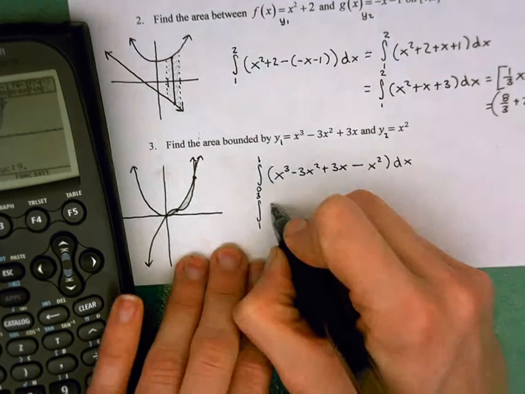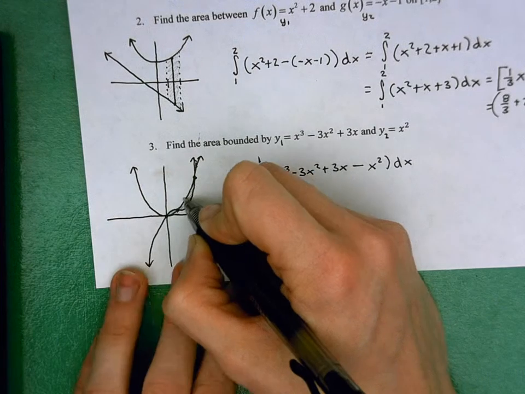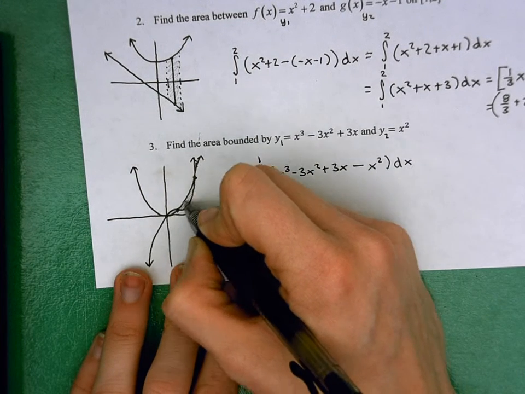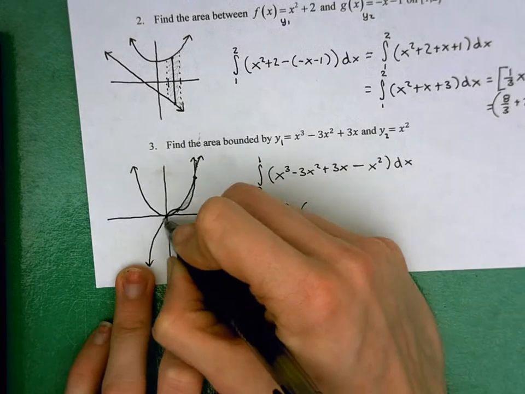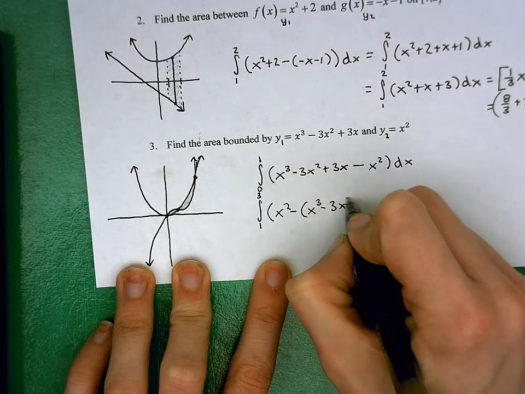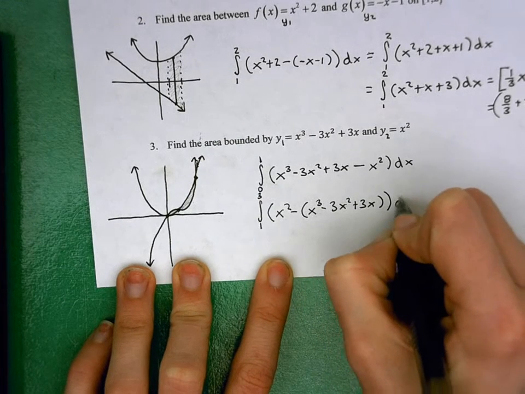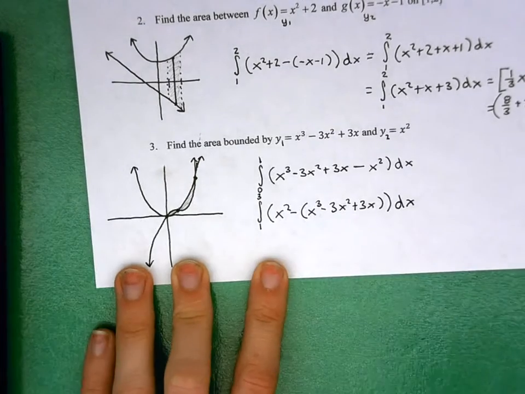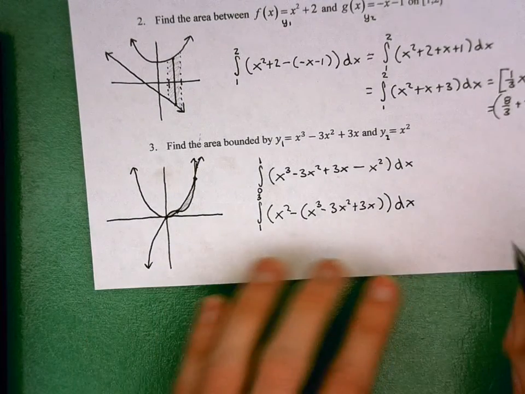And then for this second region, our upper graph in this particular case is the quadratic. And so x squared is my upper minus my lower, which is the cubic. Okay. And from there we can integrate.